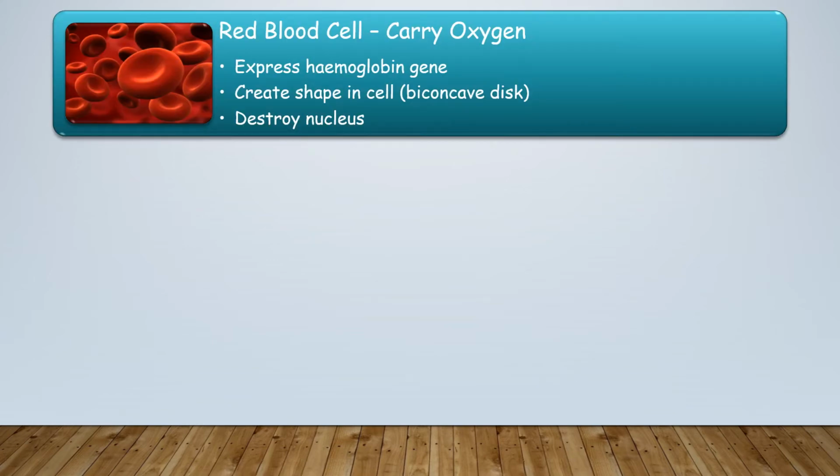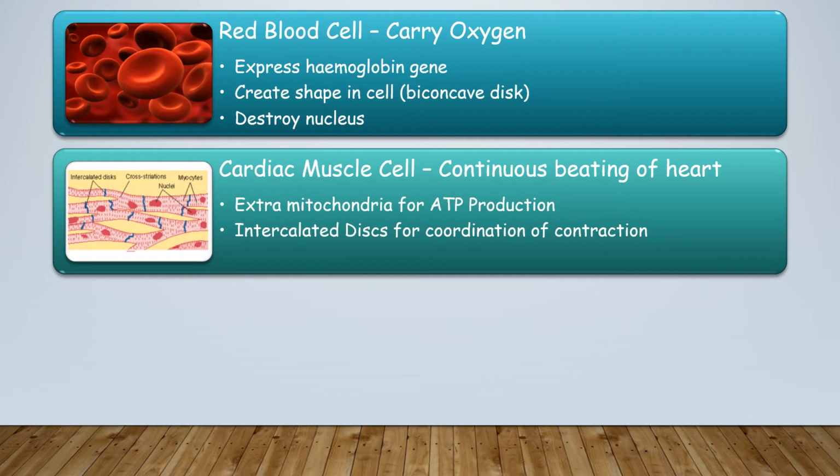And as we finish off animal cell differentiation, I just want to talk about some examples of gene expression within specialised cells. So a red blood cell, its job is to carry oxygen, you know that fine enough. It will express the hemoglobin gene, the protein that is involved in accepting oxygen. Create a shape in the cell, the biconcave disc, and destroy the nucleus, both of those involved in carrying more oxygen. Our cardiac muscle cells, their job is to continue to beat.